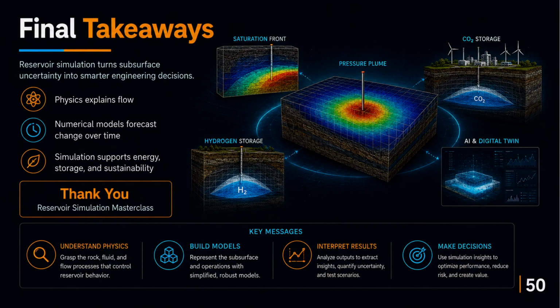Fourth, simulation becomes truly useful when we connect it to real decisions: CO₂ storage safety, hydrogen deliverability, geothermal heat production, fault risk, pressure management, and monitoring design. Fifth, uncertainty is unavoidable, so strong workflows must include uncertainty quantification, sensitivity analysis, and robust optimization. Sixth, AI can greatly accelerate simulation, but it should be combined with physics and validated carefully.